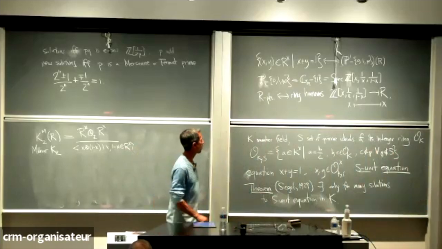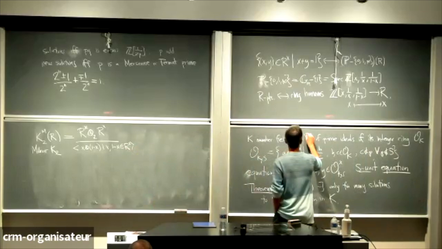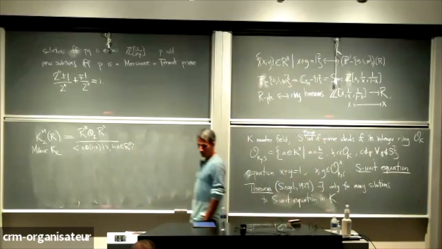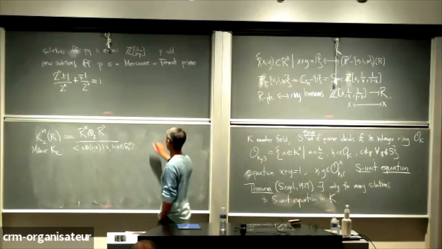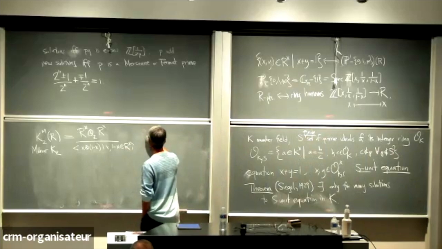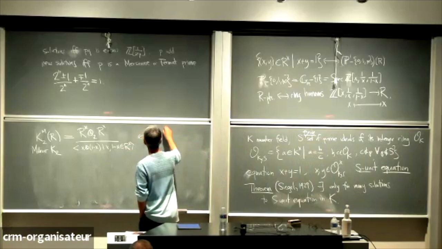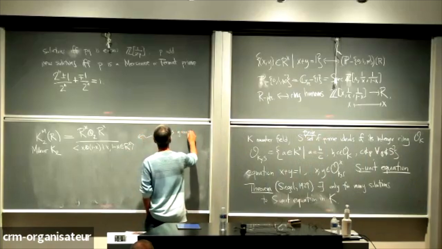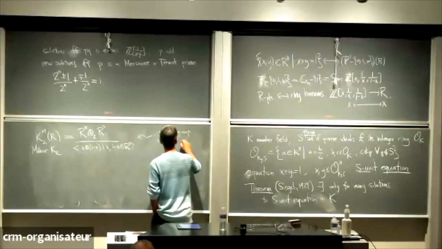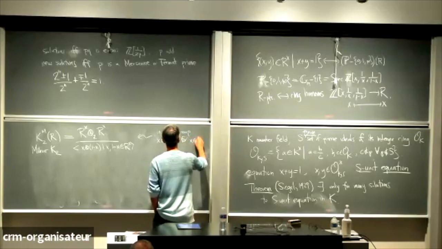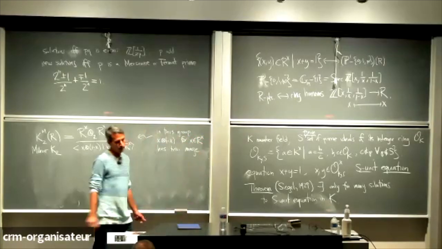Oh, here I should have said finite. Right, it's very important. Okay, maybe an exercise here. In this group, x tensor minus x for x in R cross has trivial image.